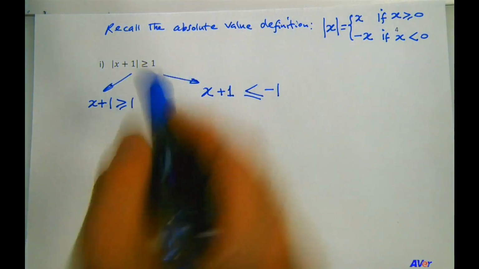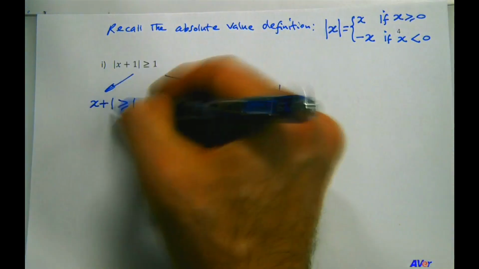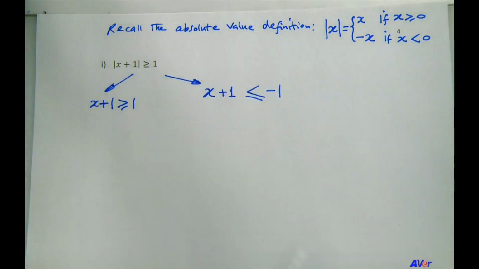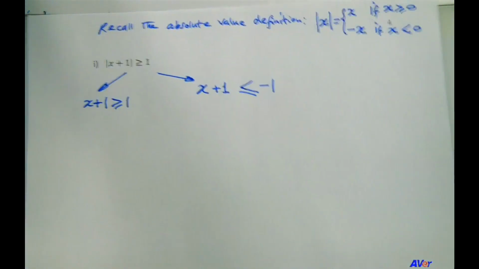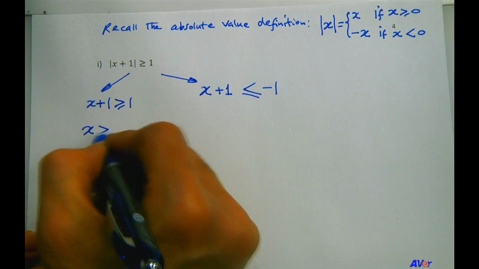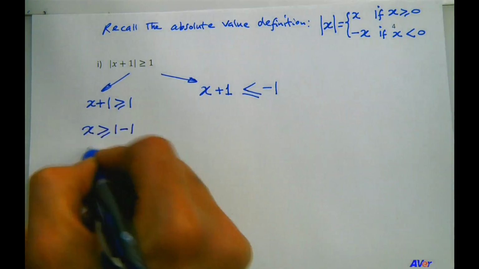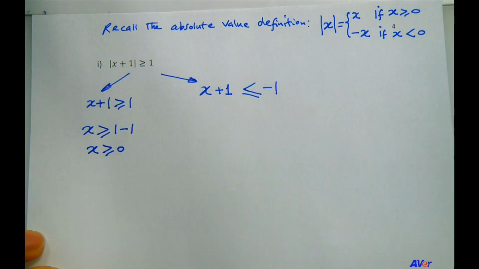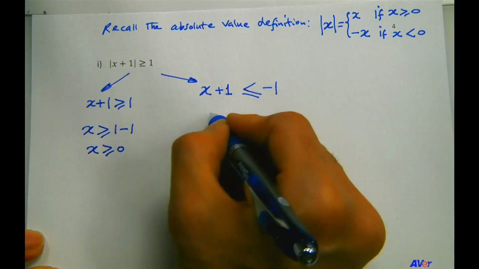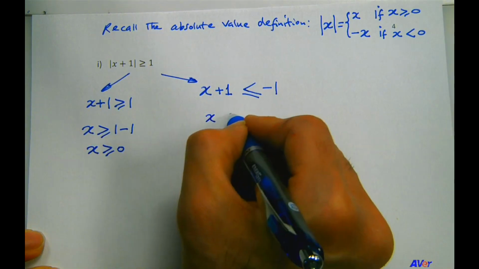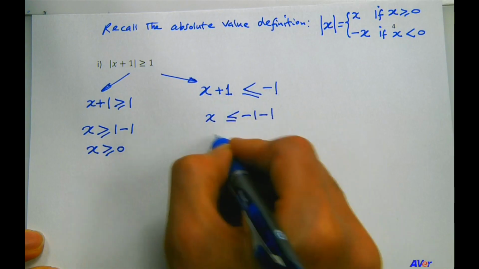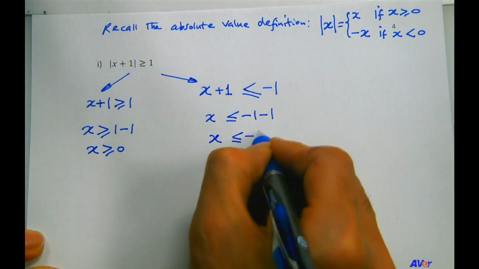So now we're going to solve for x from each side, and we'll determine the final solution based on that. According to this, we have x greater than or equal to 1 minus 1, or x greater than or equal to 0. That's from this side. And this one says x less than or equal to negative 1. Move this one to the other side, negative 1: x less than or equal to negative 2.